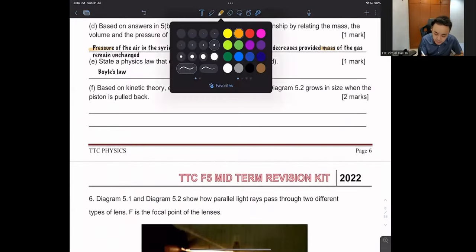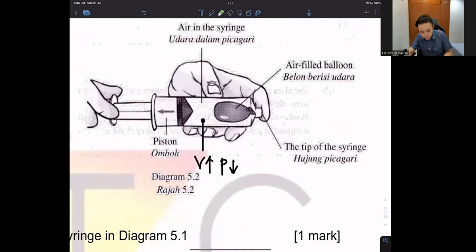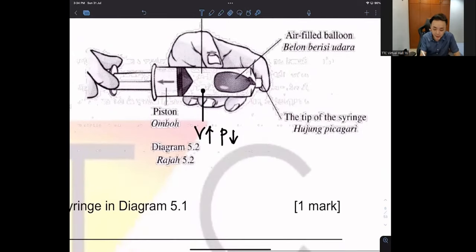Regarding this, here is the keyword to trigger yourself. Every time you see the words kinetic theory, you must talk about the air particles and what the particles are doing. Every time you see "based on kinetic theory," you start saying the particles collide and form pressure, that kind of thing. So first, we talk about 5.2. Why does the balloon grow in size? Step one: you pull back the piston. Here, the volume increases. What happens when the volume increases? The pressure will decrease. Because why?